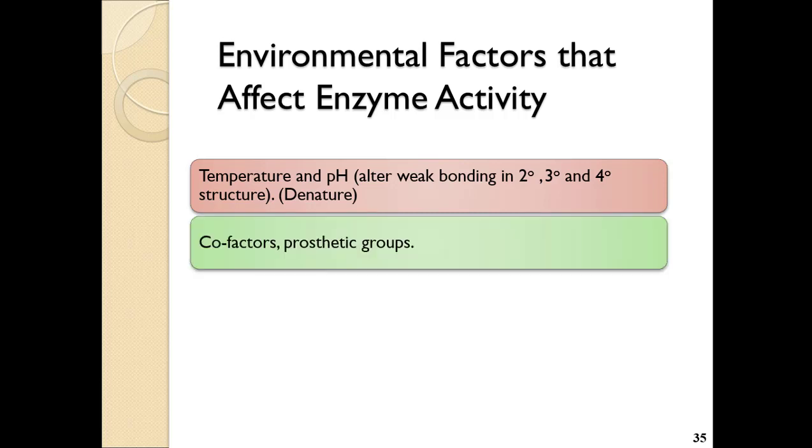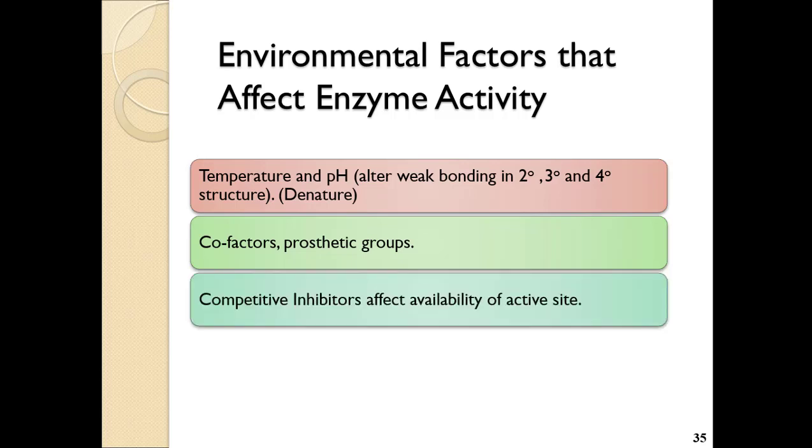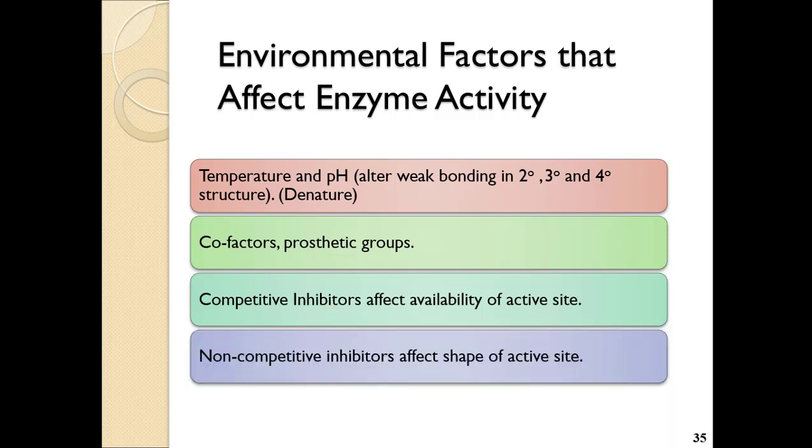Now, other things that can affect enzyme activity, I talked about the availability of cofactors. Prosthetic groups are something very similar. You don't really need to know about those, but they're basically a type of cofactor that binds very tightly to the enzyme. That's a prosthetic group. Same thing as a cofactor, essentially. Competitive inhibitors, like I said, that will bind to and take up the active sites. And non-competitive inhibitors that affect the shape of the active site.